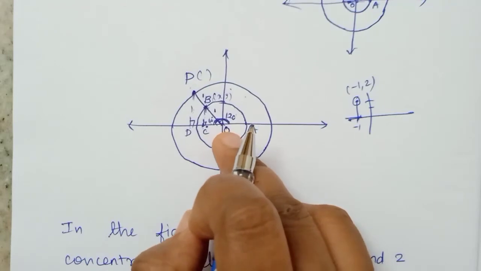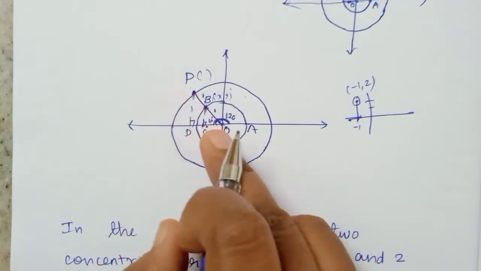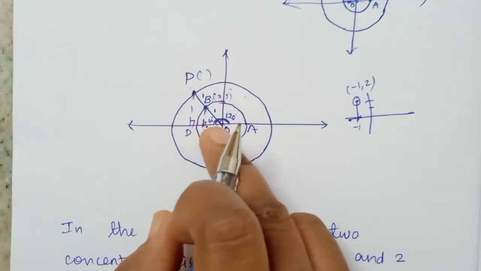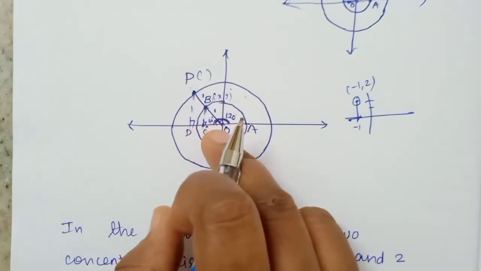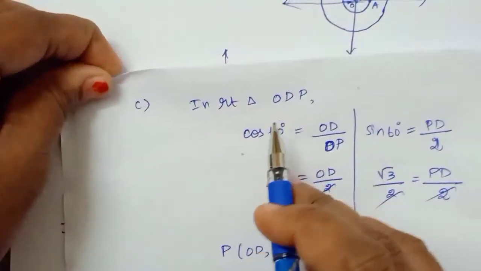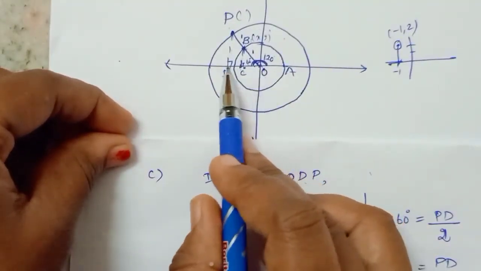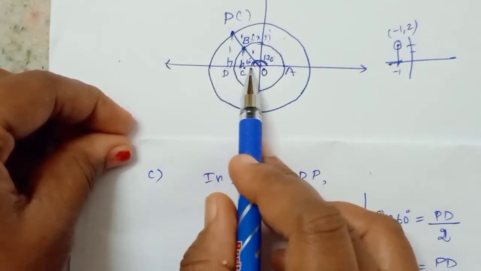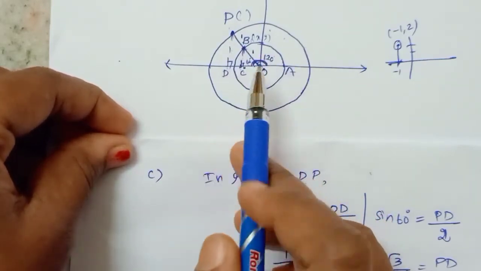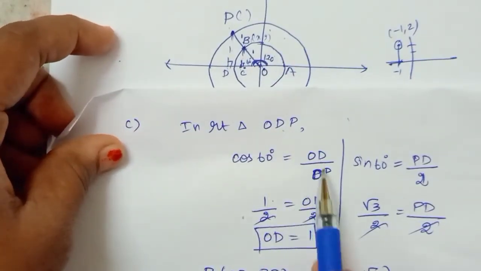The same way, in right triangle ODP, the same angle 60 degrees is here. The side opposite to 60 degrees is this perpendicular, so sin 60, and the adjacent side is cos 60. Sin 60 value is root 3 by 2. In right triangle ODP, cos 60 equals the adjacent side, the base, by hypotenuse. The hypotenuse length is this OP. OP length is 2, because the radius of the outer circle is 2. So cos 60 value is 1 by 2, equal to OD by OP, which is 2.